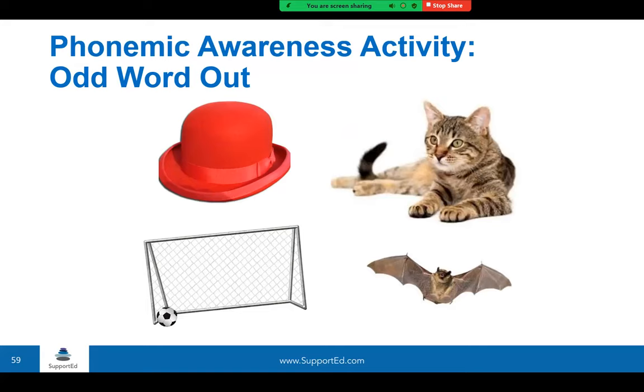So some activities could be an odd word out. Like in this example, we have four pictures. You would say the names of the words, students would repeat them, and the students would identify the odd word out.